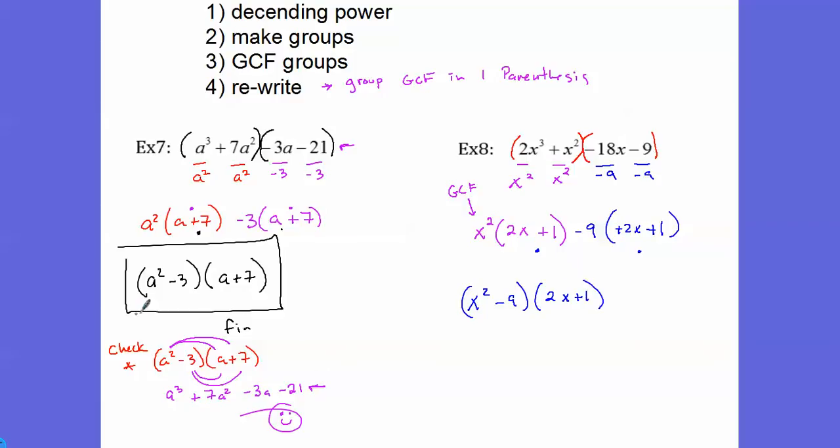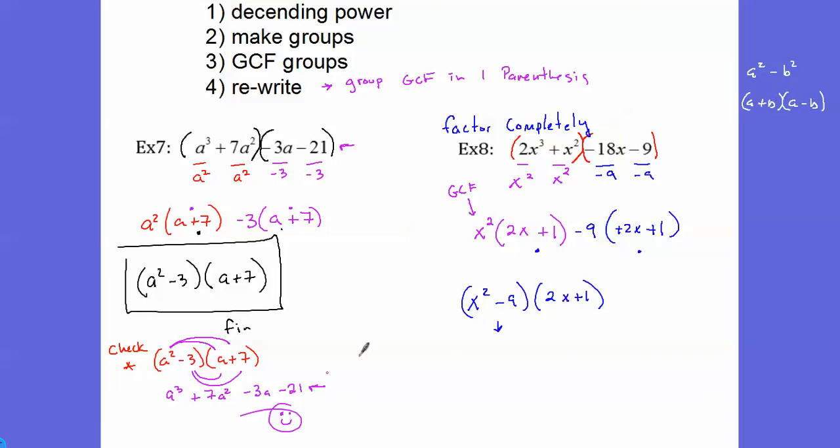Now, as always, we should pay attention. This is in fact a difference of squares here. Depending on the directions, we should factor completely. So I'm going to go ahead and write factor completely. Which means I can't leave this way. So recall, if you will, that a squared minus b squared can factor as a plus b and a minus b.